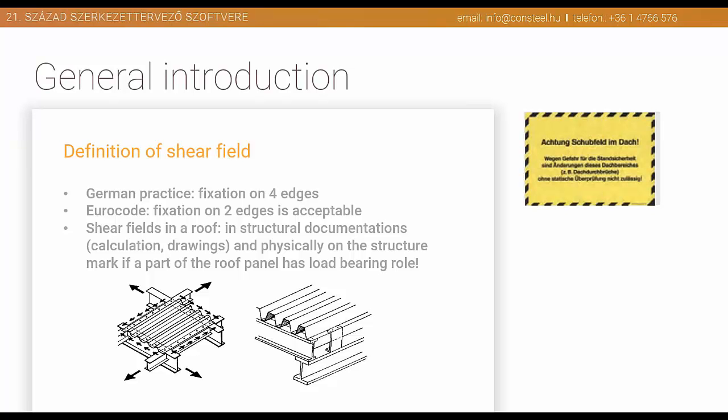This is a way to improve the strength of the roof bracing and provide an additional stabilization to the whole building. In German practice, there are even such yellow stickers glued physically to the bottom of the structure to be very clear that if later on somebody wants to make modifications to this side of the structure, it must be understood that this is a load-bearing part.